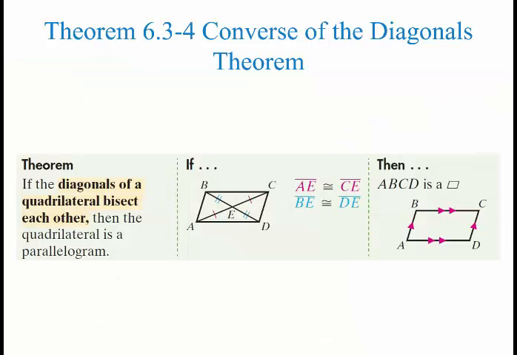All right, another theorem, theorem 6.3-4. Right, and this is the converse of the diagonals theorem. So if the diagonals of a quadrilateral bisect each other, right, so when you bisect it, what it means is it cuts this so that AE is congruent to EC, and this bisector cuts BD such that BE and ED are congruent. If you have that case, then this ABCD is a parallelogram.